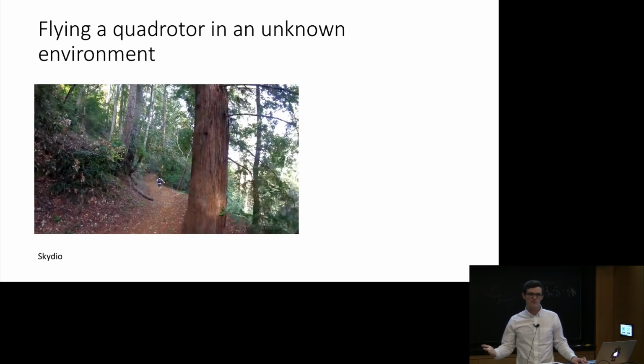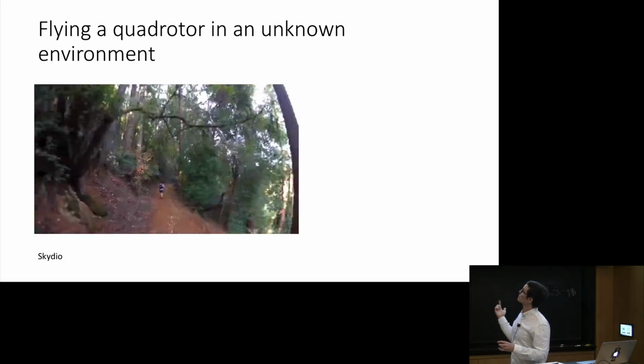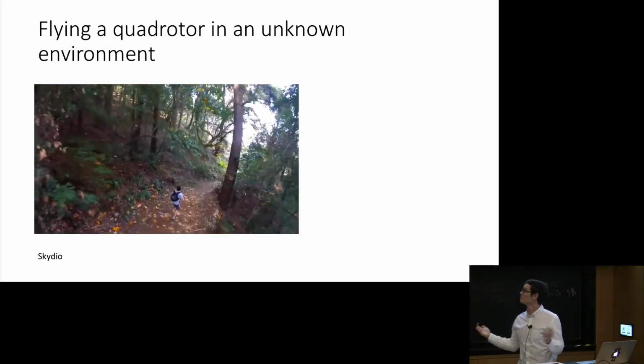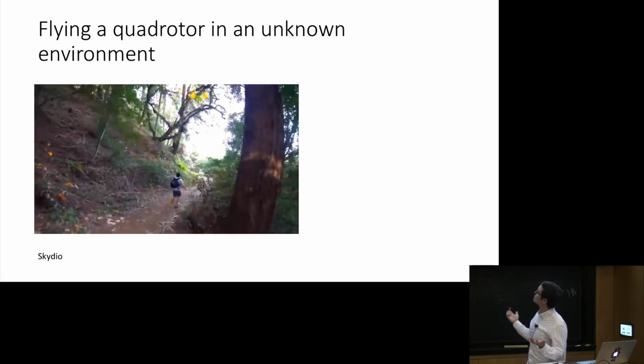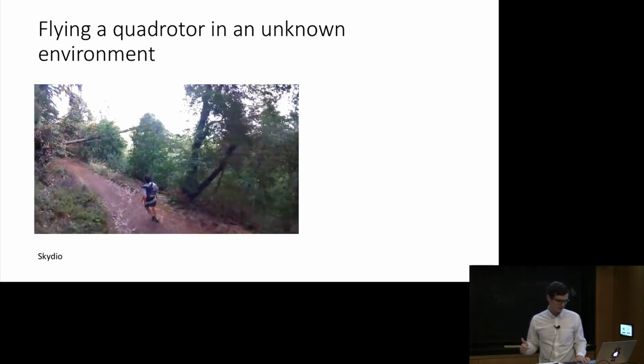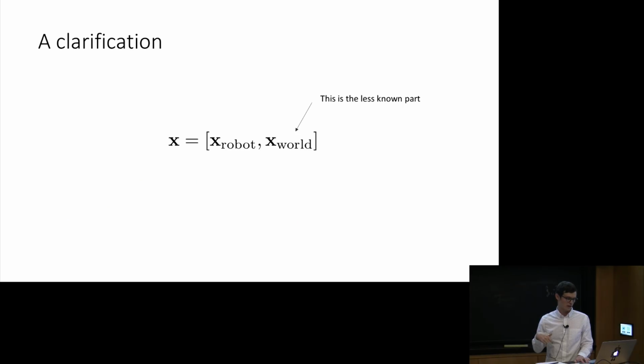How about flying a quad rotor in an unknown environment? So this is a video from Skydio. This is an amazing autonomous system, right? It's flying around all these trees, identifying where everything is, and then flying very smoothly. So at least for the control part of this problem, again, we can definitely use trajectory optimization. And in this list of problems I'm going through, this is the first one where the perception of the world, not just the robot, starts to become a really hard problem.